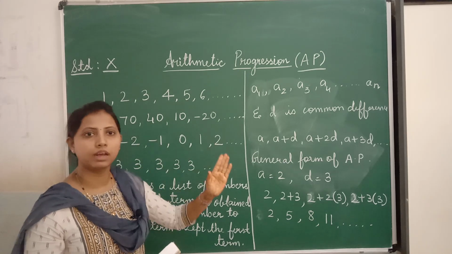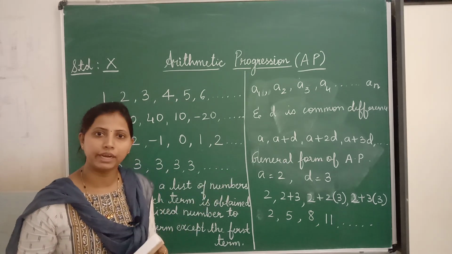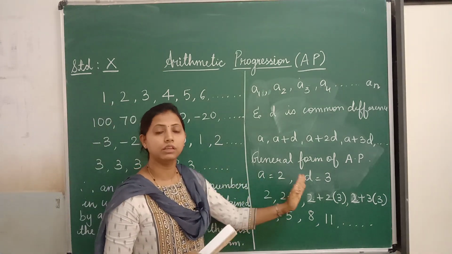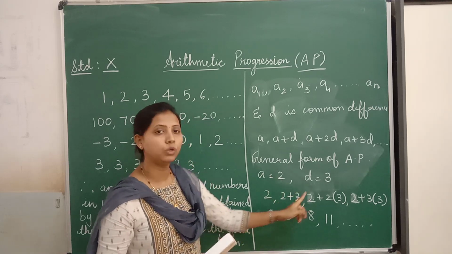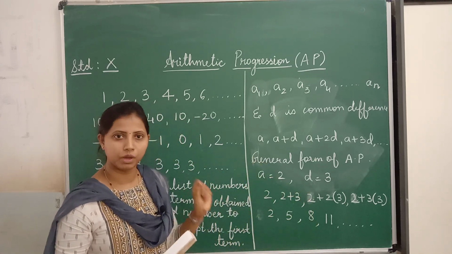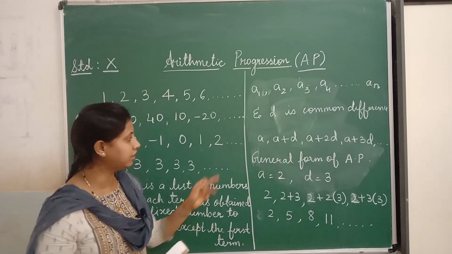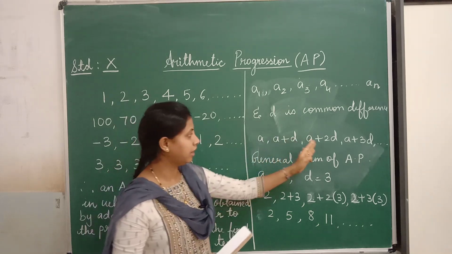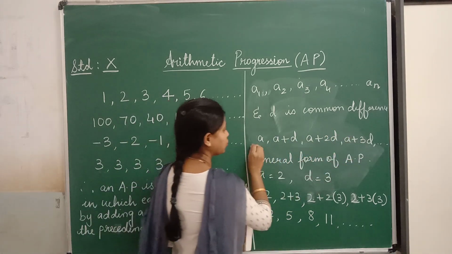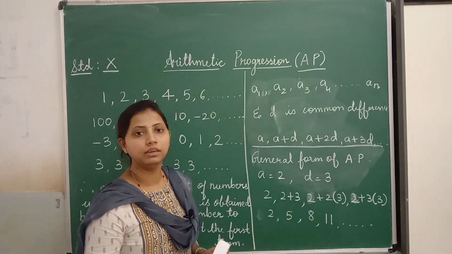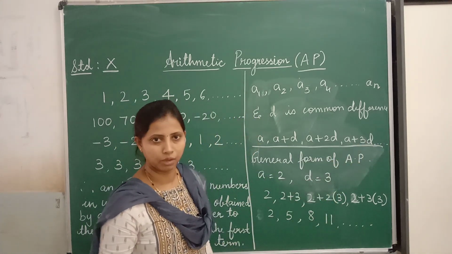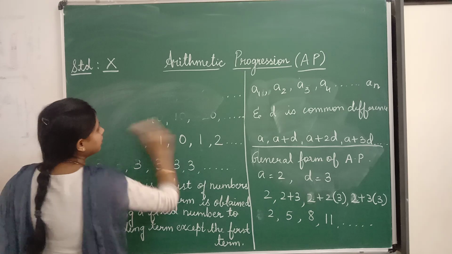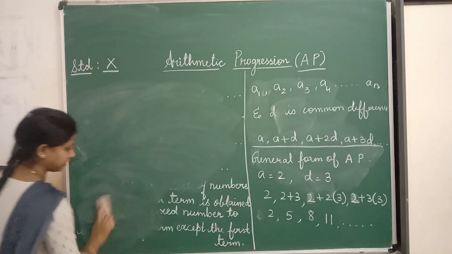So when a list of numbers is given, you can find the first term, and you can also find the common difference. At the same time, when the first term and the common difference are given, you must be able to write the AP, the list of numbers which form an AP. So how to write that? Using the standard form of an AP, that is a plus d, a plus 2d, a plus 3d, and so on. This you have to remember to write the list of numbers which form an AP. Understood, children? Yes. So now we'll discuss the first exercise.